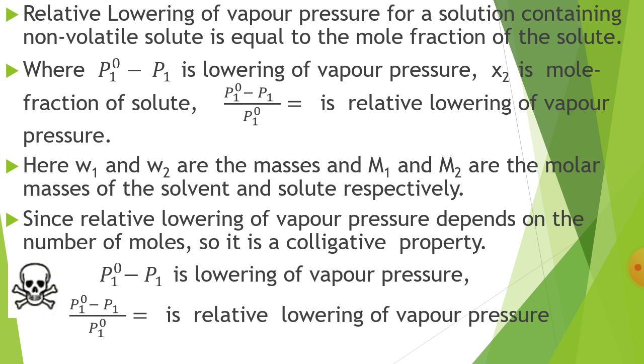Here the danger sign means you have to focus on the difference: P01 minus P1 is known as the lowering of vapor pressure, but (P01 minus P1) divided by P01 is the relative lowering of vapor pressure. So you have to focus on these 2 points much more. That's why I give the sign of danger. Many mistakes are made in understanding these 2 points.